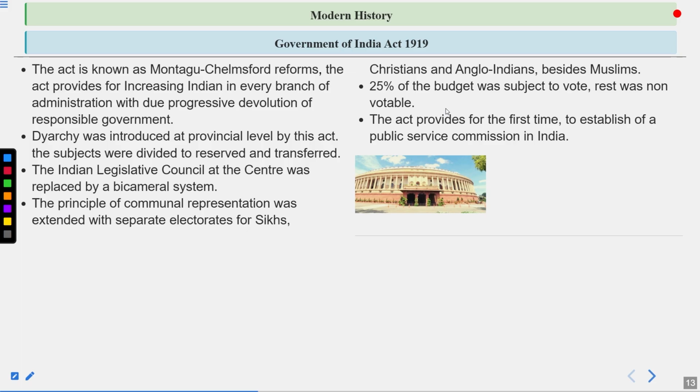Earlier, the candidates had to go to Britain to give the ICS exam, but now they can also give the ICS exam in India only. And the commission that was responsible for creating the scenario for this type of exam was the Lee Commission, and that was created under the 1919 Government of India Act.